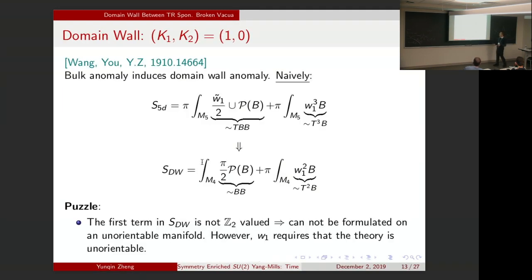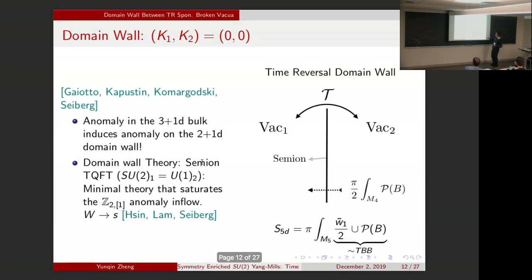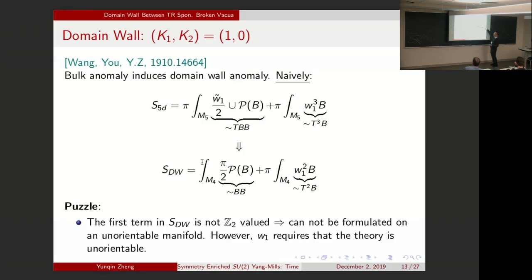Okay, so now let's proceed to consider the case when there is a non-trivial symmetry fractionalization. In this case, if we run the argument as before, we find that the anomaly in the bulk induces an anomaly on the domain wall. So here, this SU(2) fundamental representation will carry some kind of a Kramers doublet.